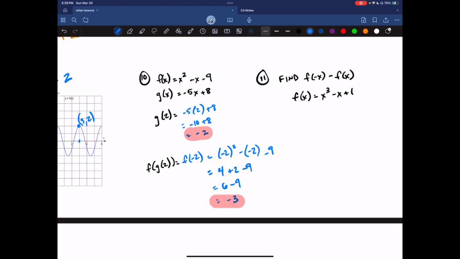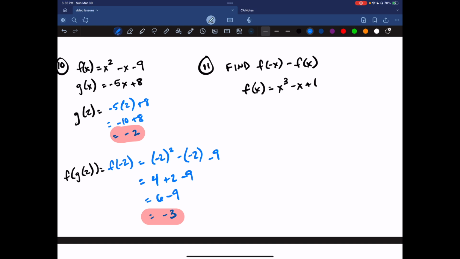All right, last one. Once again, sometimes you're not plugging in a number at all. You want to find what f of negative x is and then subtract it from the original. So let's find out what f of negative x is. That's going to be negative x, in parentheses, cubed, minus negative x plus 1. Okay, let's clean this up. That's going to be negative x cubed plus x plus 1. Okay, so I'm going to take this and subtract my original.